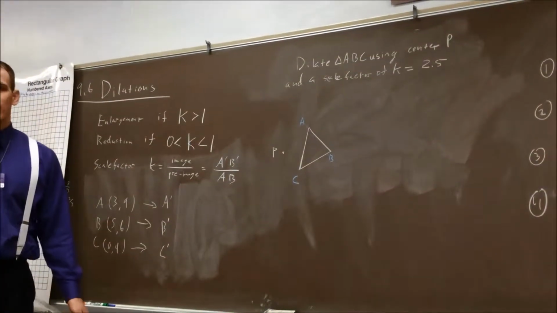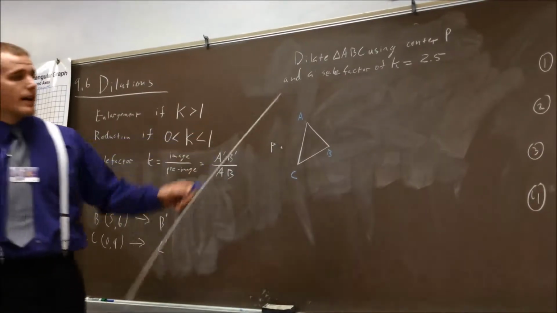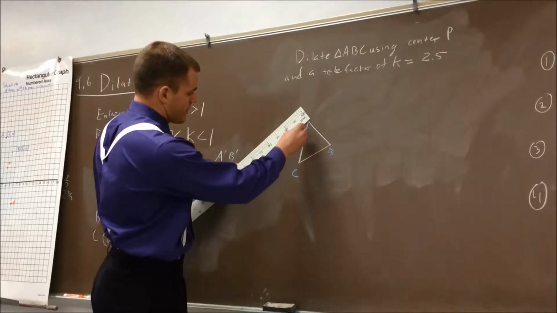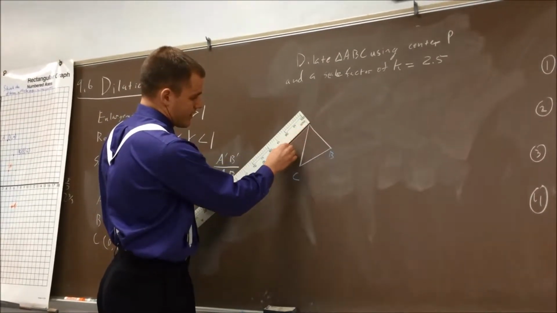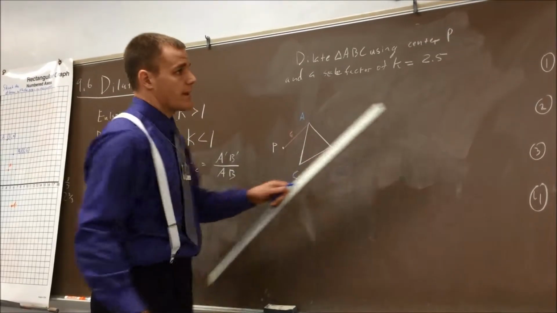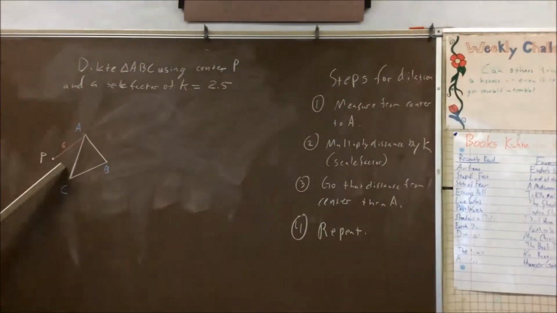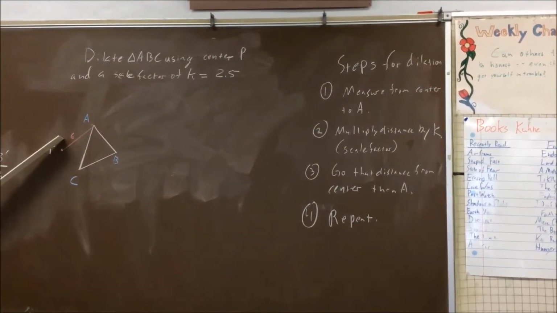If I want to dilate something, I want to make it bigger, don't I? 2.5 times bigger. So what we're going to do here is measure from here to here. I'm going to measure this, and I get 6. So I'm measuring from the center to point A. Center to point A, and I get 6. Guess what I have to do to that 6?